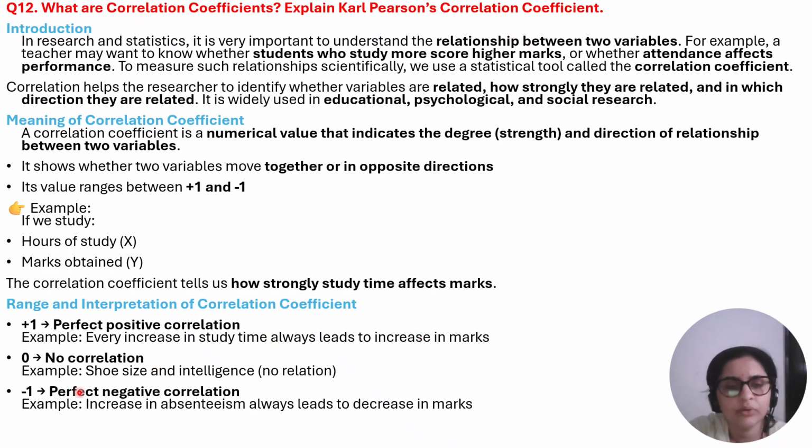0 means no correlation. There is no relation between both of them. For example, 0 correlation means shoe size and intelligence. Are both of them related? They're not related, right? So it is 0 correlation. Then -1 is negative correlation. Negative means increase in absenteeism. That is, if a student is always absent from class, it is leading to a decrease in marks. Okay, this is a negative correlation. This is positive, 0 and negative.